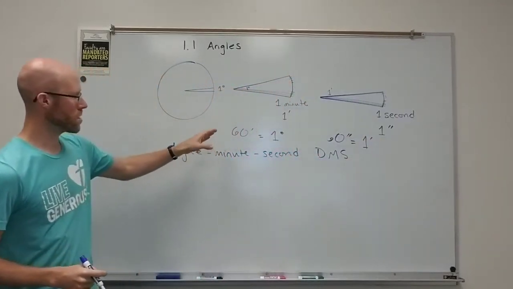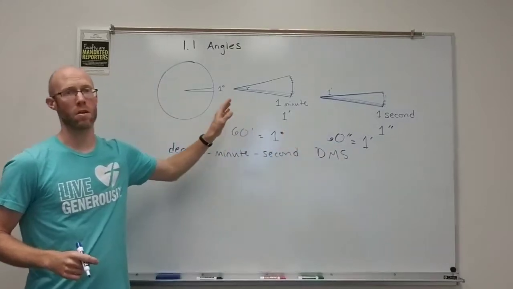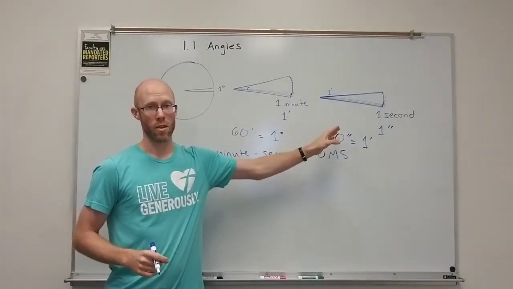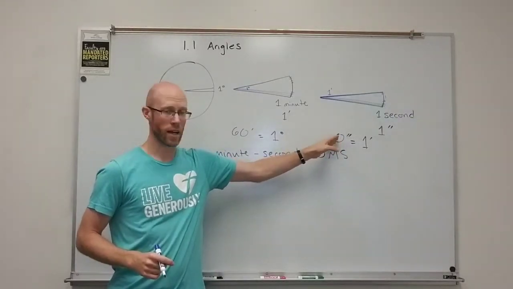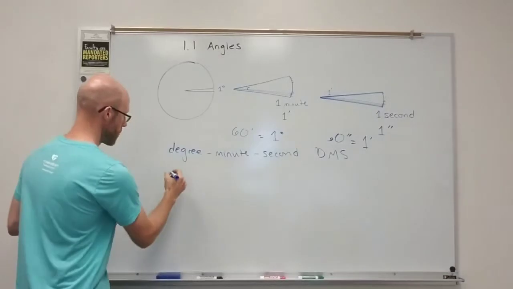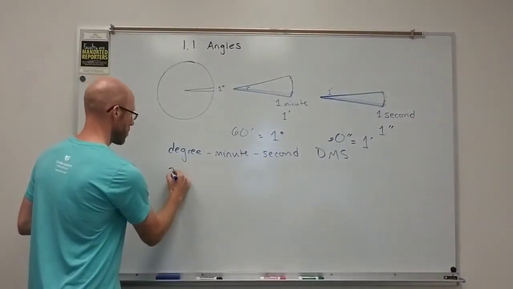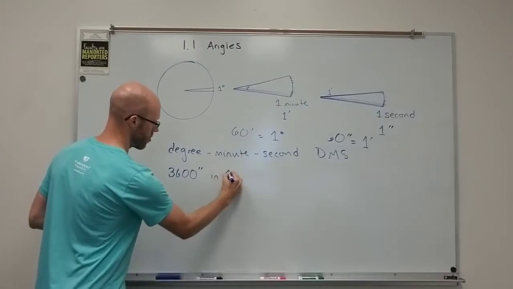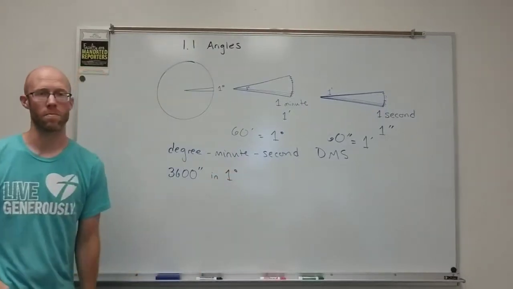And if there's 60 seconds in 1 minute and 60 minutes in 1 degree, then that means there would be 3,600 seconds in 1 degree, right? If you multiply 60 times 60. So there are 3,600 seconds in 1 degree.